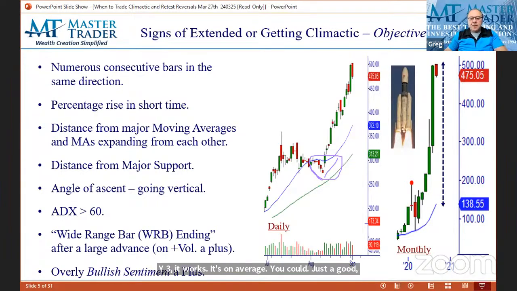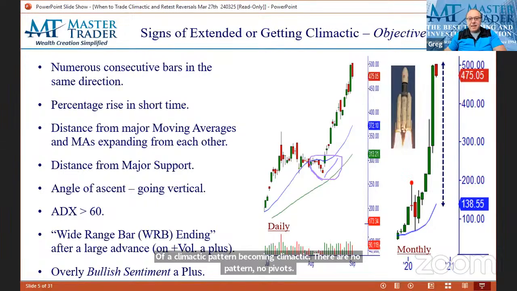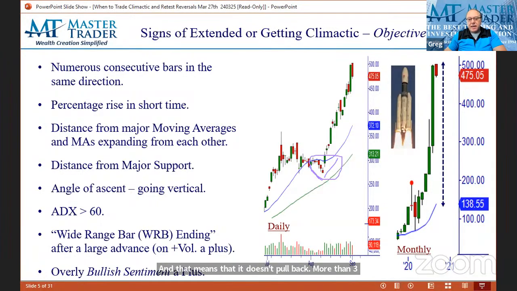It's worked for years. And from that, there are no more pivots along the way here, which is another attribute of a pattern becoming climactic. There are no pivots. That means it doesn't pull back more than 3 days. It just keeps going up. Maybe it goes down 1 day or 2 days and it keeps going up. So as that begins to advance further and further, and this is a visual aid, with that moving average, prices being so far away, just an objective common sense thought is, hey, that's extended. Now, what do I do with extended? Well, we've got to build on that.